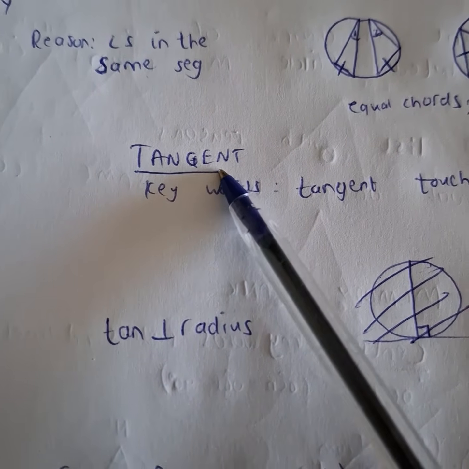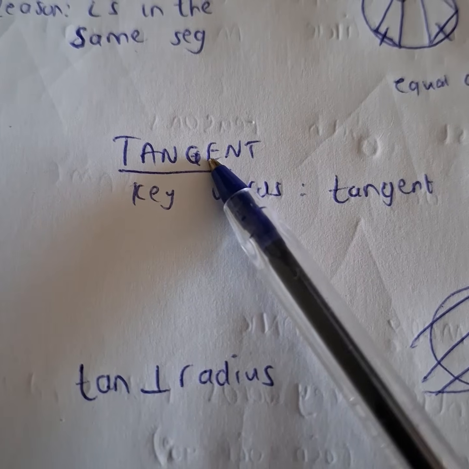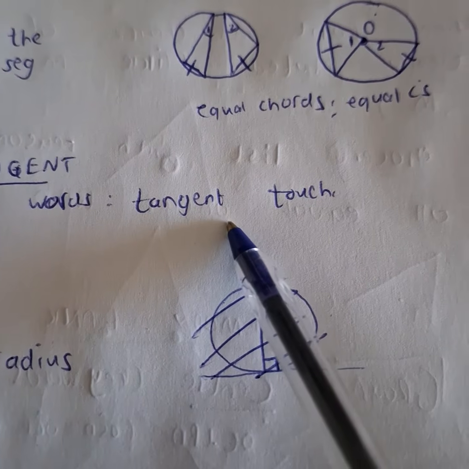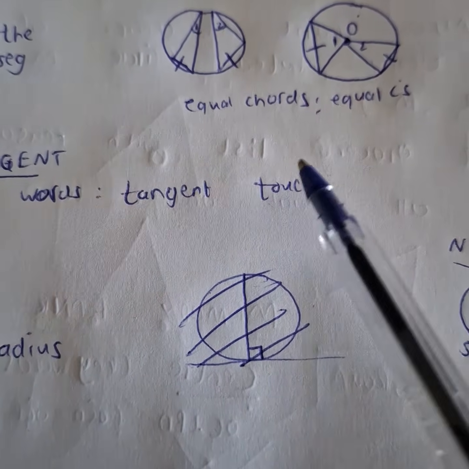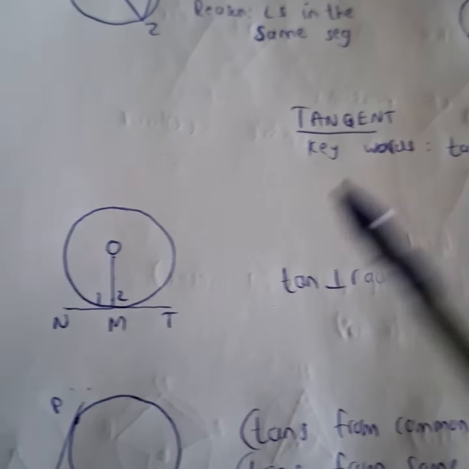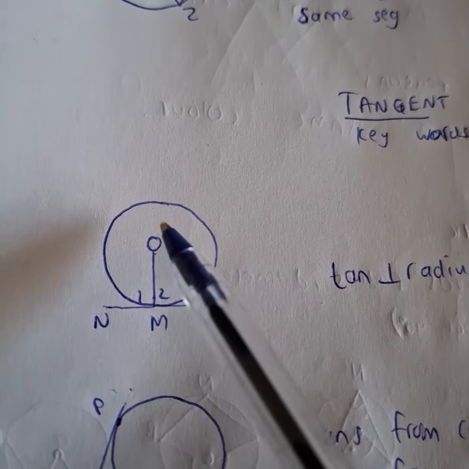Then there's the tangent theorem, right? The theorems that appear under tangents, all right? Keyword being tangent, or if a line touches the circumference of the circle external to the circle, then basically we know that that speaks of tangent. Then we have these theorems.